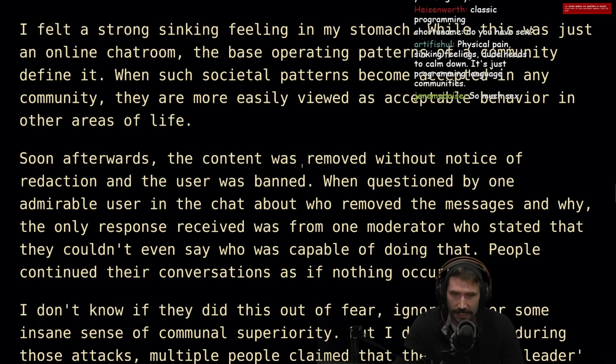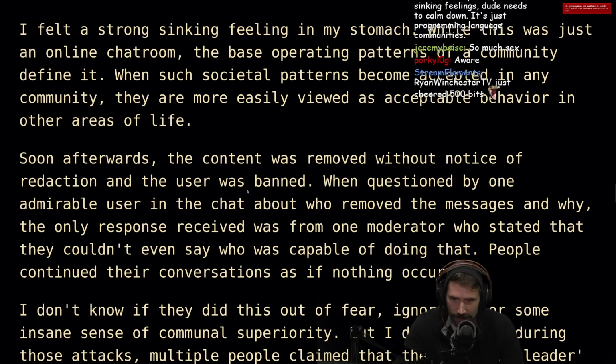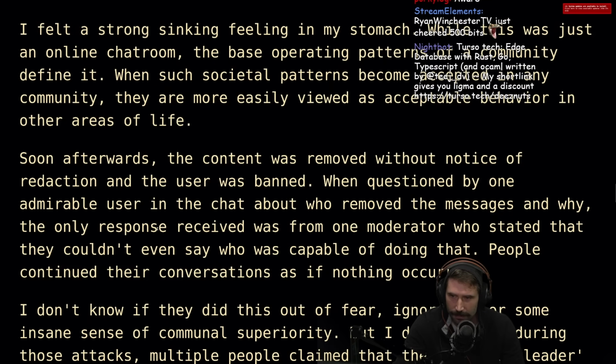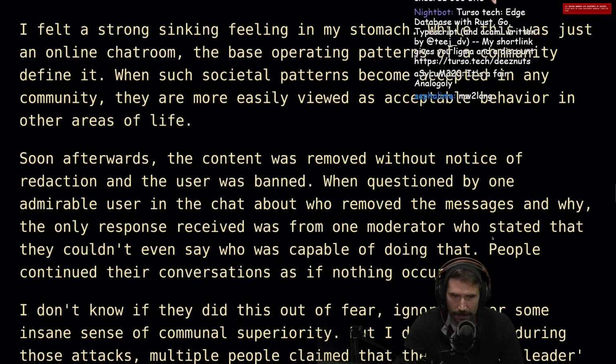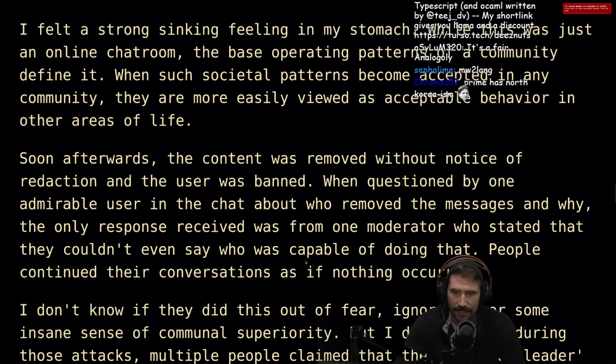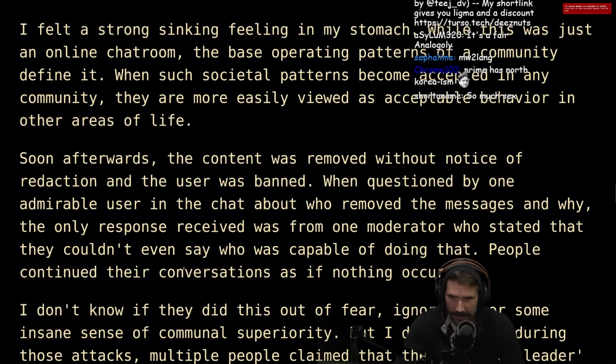Soon afterwards, the content was removed without notice of redaction and the user was banned. When questioned by one admirable user in the chat who removed the messages and why, the only response received was from a moderator who stated that they couldn't even say who was capable of doing that. People continued their conversation as if nothing occurred.